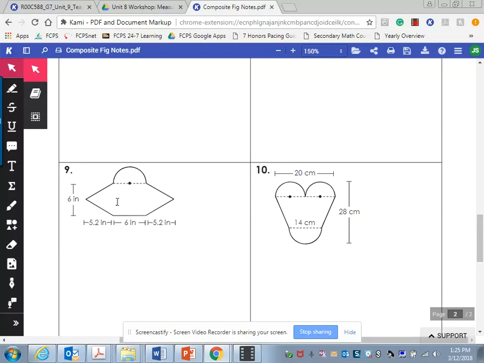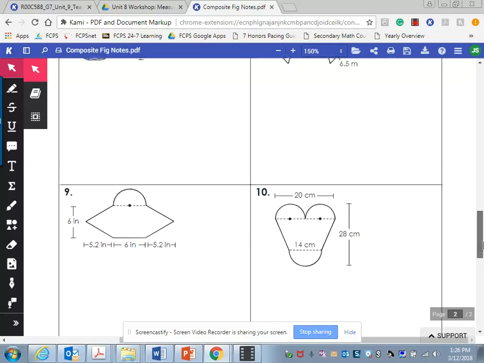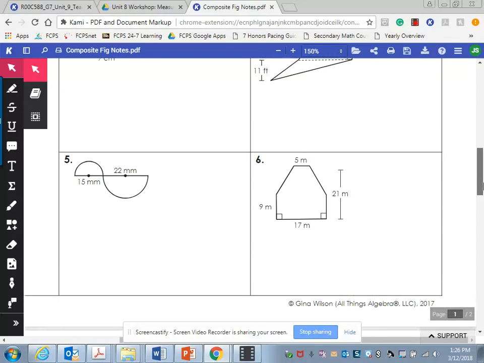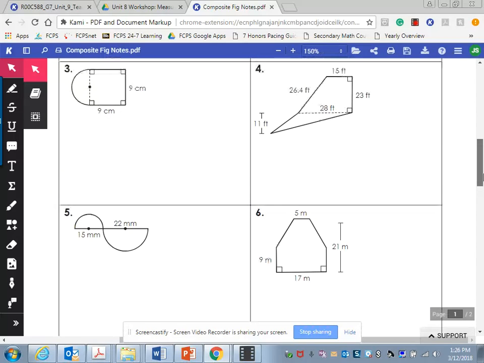Some of you all might break this particular shape up into 2 triangles and a square. Others might draw a line right down the middle and break it up into 2 trapezoids. It does not matter how you do it. All that matters is that you make sure that you're breaking these composite figures up into shapes that you know how to find the area of and adding them all together at the end.